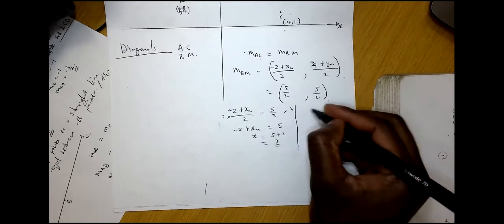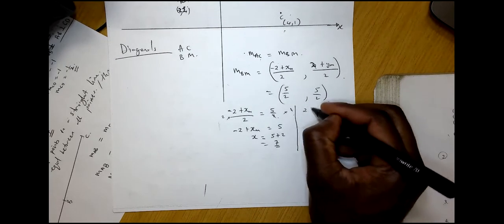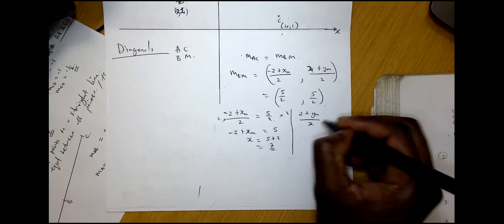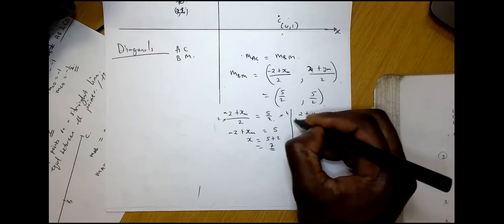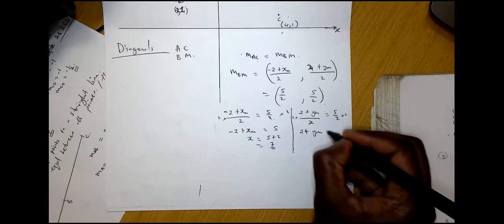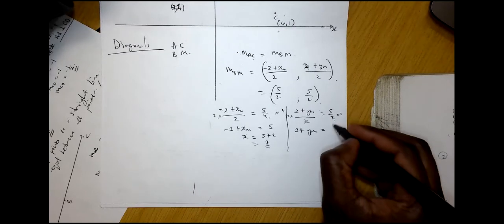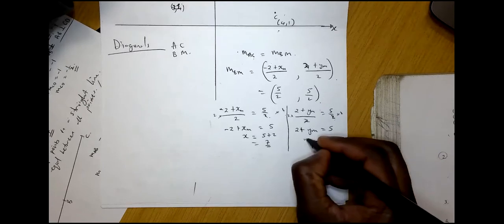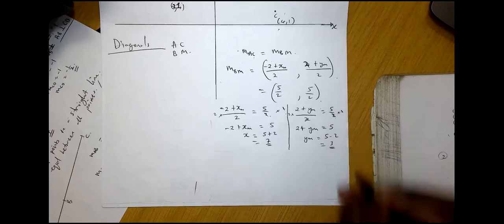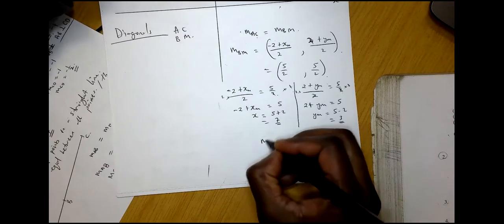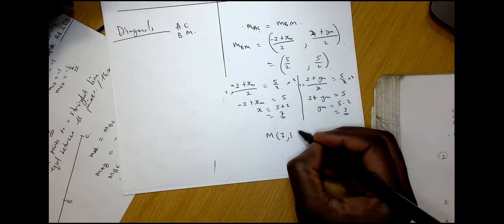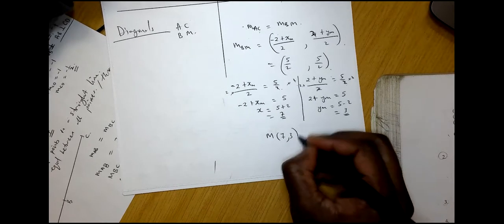Then the value of y: we say 2 plus ym over 2 is equal to 5 over 2. We do the same, multiply by 2. It's going to be 2 plus ym is equal to, what do we have here? We're going to get 5 here. So ym is equal to 5 minus 2, equals 3. What do we have now? We have the point M now. M is going to be equal to 7 and 3. Are these 7 and what? And 3. That's what we have.